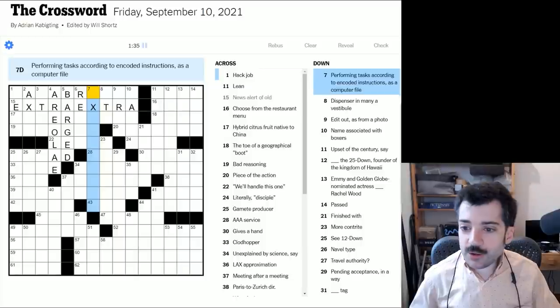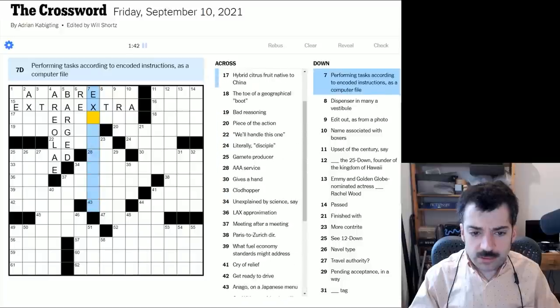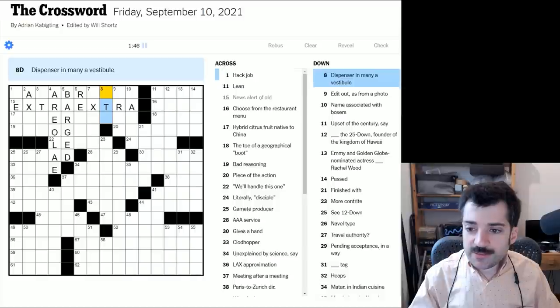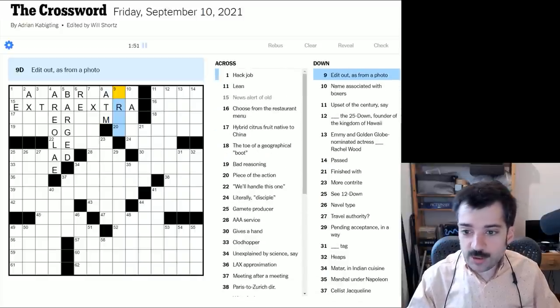Performing tasks according to encoded instructions as a computer file. Executing? No. Not really sure what that means entirely in this case. Dispenser in many a vestibule. Could be an ATM, an automated teller machine, a cash machine, cash point.